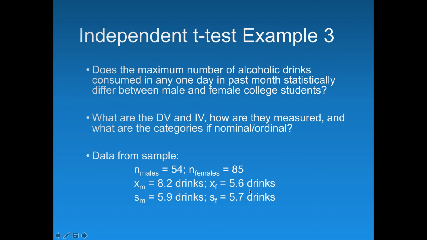So then we do some fun stuff. We have all this data and we get these numbers from it. We're not actually going to do that because it'll do it for you in SPSS. But you get these numbers. There's 54 males and 85 females. The mean for males is 8.2 drinks. The mean for females is 5.6. The standard deviation is this bottom row here with 5.9 for males and 5.7 for females.